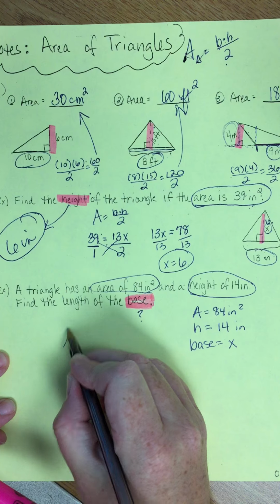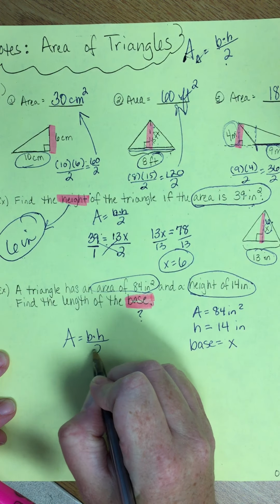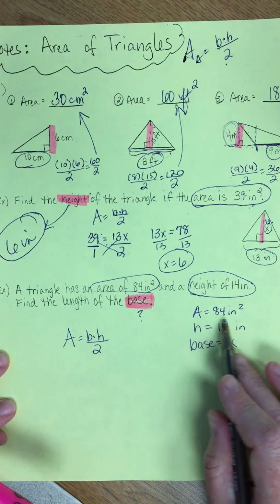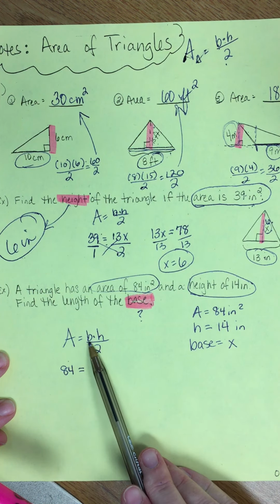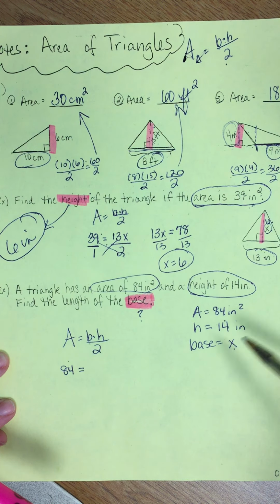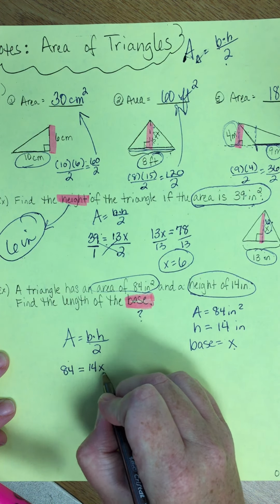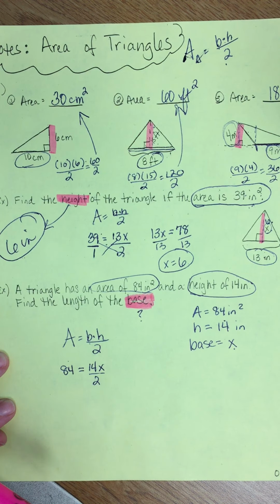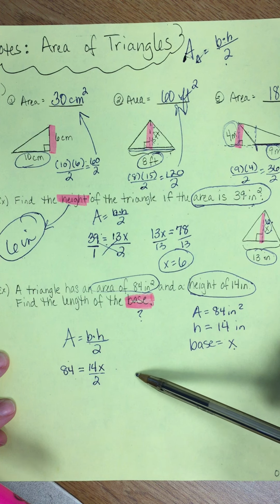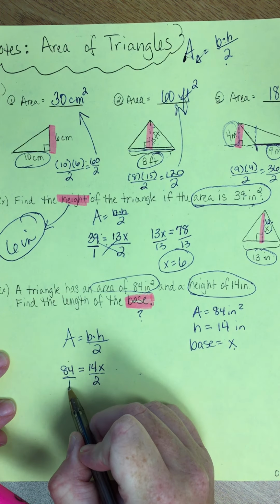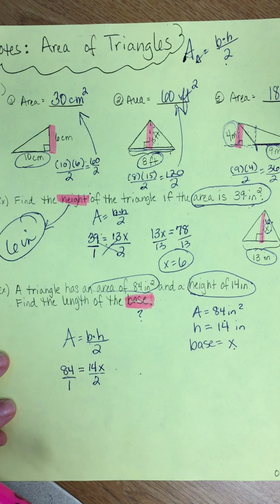You can use the formula, area is base times height over 2. So fill in what you know. 84 is the area. The base times height is 14 times x over 2. Now, you have a choice. You can do 84 equals, this becomes 7x and go from there. Or you can put it over 1 and cross multiply if you want to stay consistent. Either way, you're going to get the same answer. So I will cross multiply just to stay consistent.